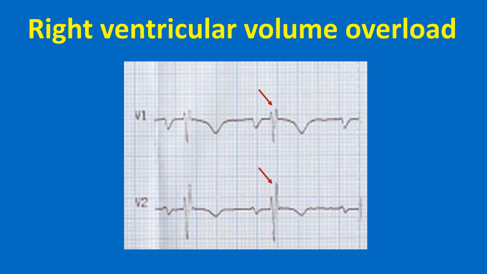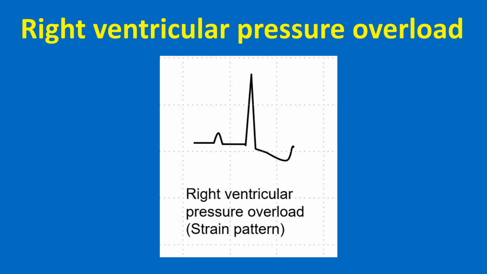Right ventricular pressure overload manifests as tall R waves in V1 and deep S waves in V5, V6. In addition, there may be right axis deviation of QRS. When there is right axis deviation, deep S waves are noted in lead 1. Right ventricular pressure overload is seen in pulmonary stenosis and pulmonary hypertension.